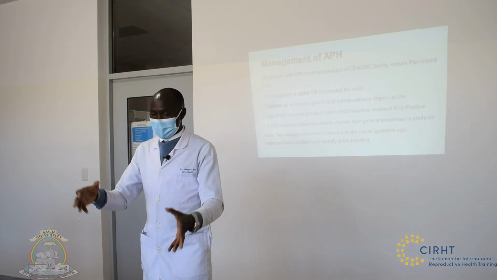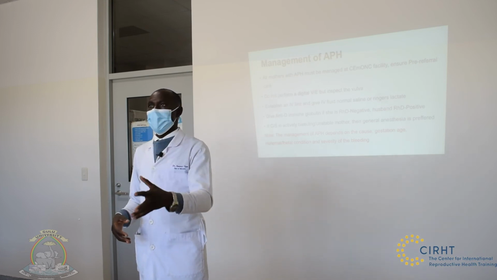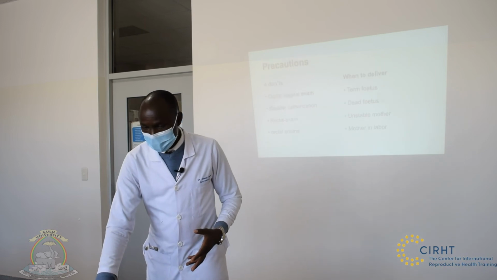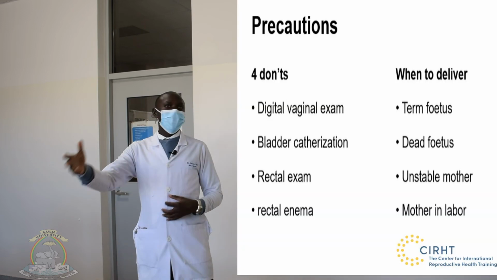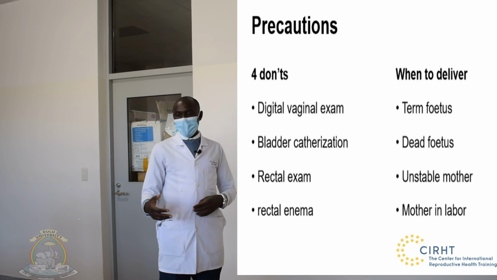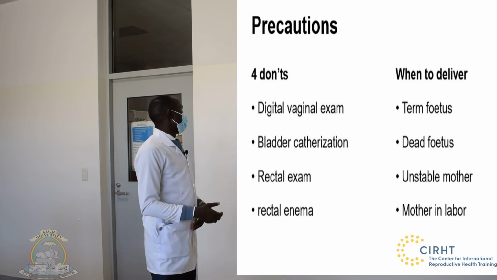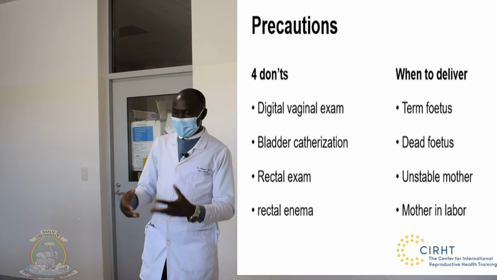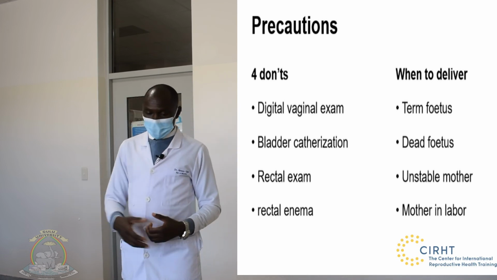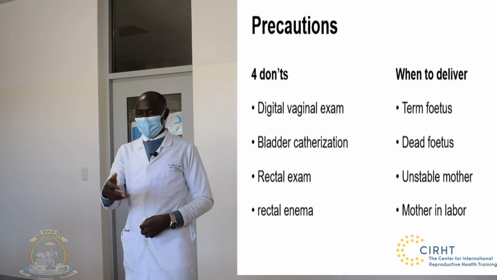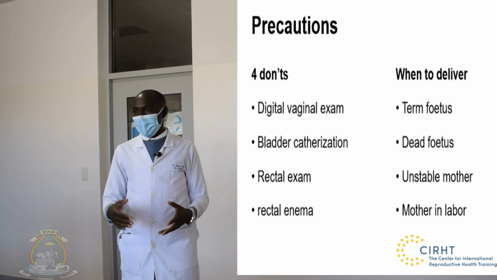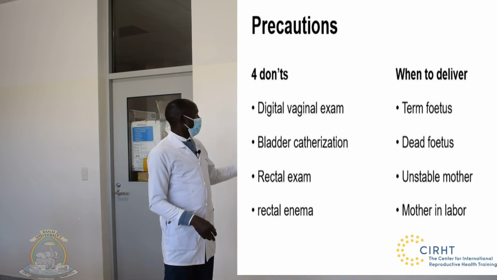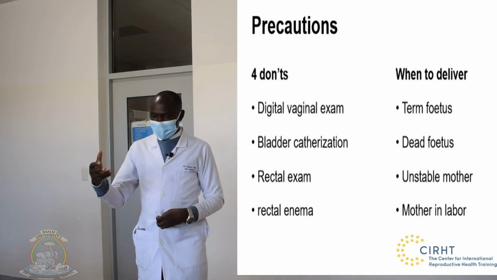Now, management of antepartum hemorrhage depends on the cause. We also consider gestational age, maternal and fetal condition, and even the severity of bleeding. And this will now usher us to what precautions we should take in an attempt to mitigate this antepartum hemorrhage. The 4 don'ts and the 4 things that you should consider when you want to deliver. One of the don'ts: digital vaginal examination should not be encouraged until you have ruled out placenta previa. Bladder catheterization may lead to injury of the bladder.